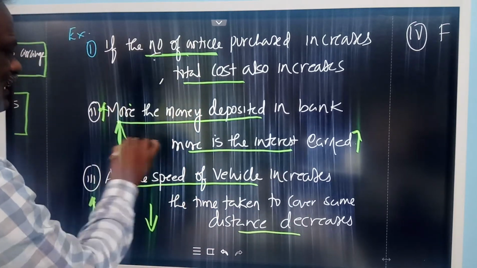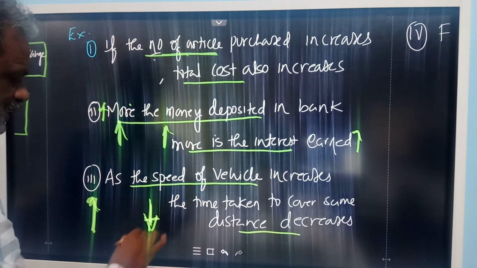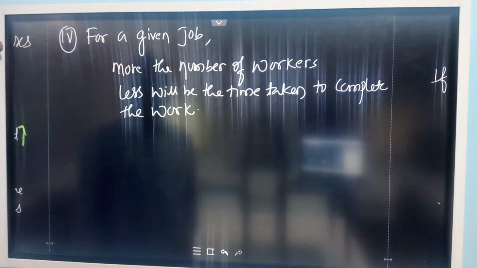Here one quantity is increasing, the other one also increasing. If one is increasing here, the other one is decreasing here. Okay, so look at another example here.